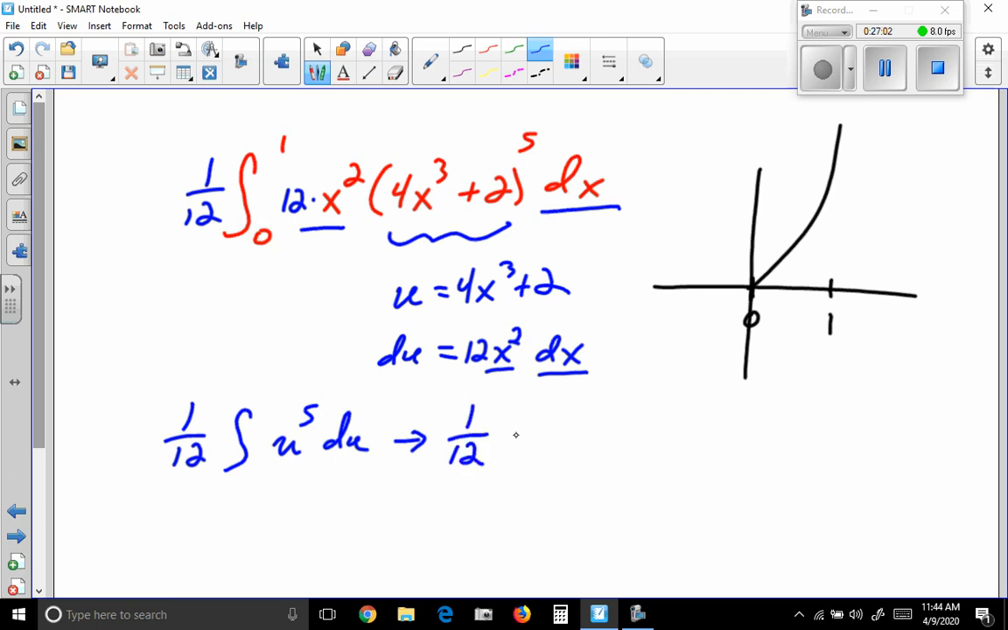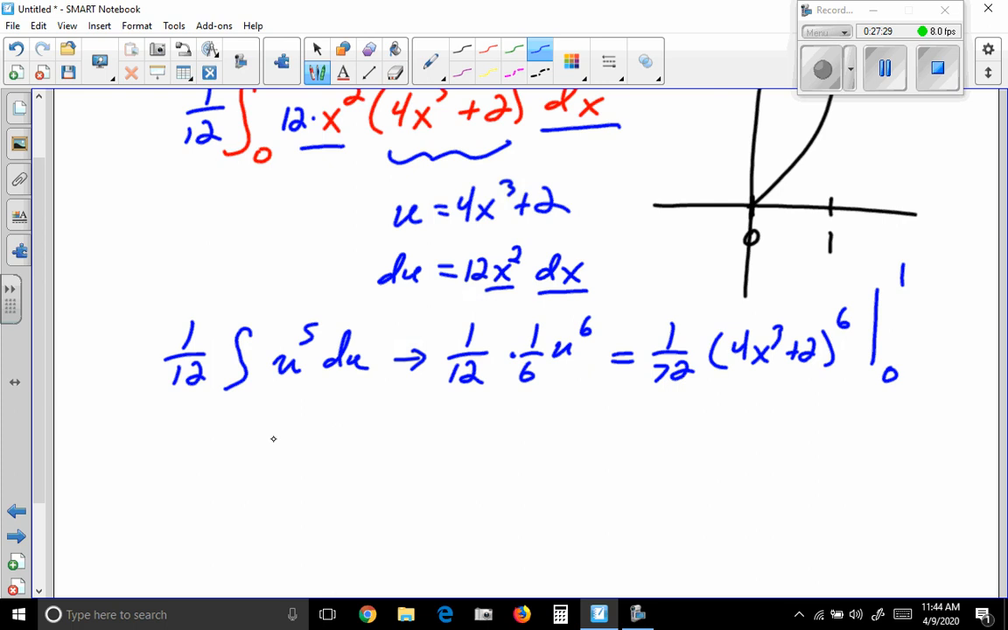So we would integrate this, u to the 6th power over 6. Since we're doing a definite integral, we don't have to put the plus c on the end. So we would have 1 over 72 times u, which is 4x cubed plus 2, to the 6th power. Then we would evaluate that from 0 to 1. So we would plug a 1 in. We have a 1 over 72 out front.